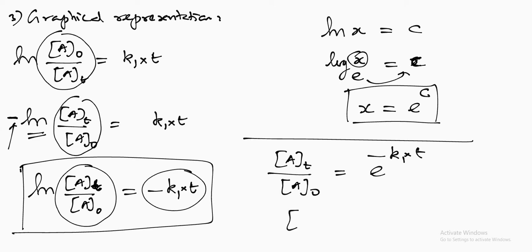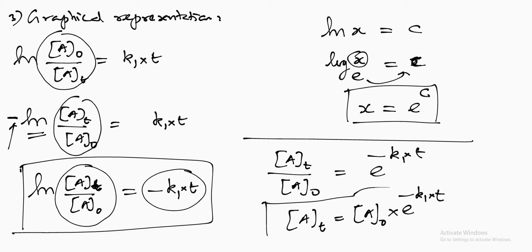Then what is At? At is equal to, I'll bring this A naught to the right hand side, A naught into e power minus K1 into t. Very, very, very important expression for first order. What is At? At is the concentration of the reactant at a different time t, or concentration of the reactant at a time t. What is A naught? A naught is the concentration of the reactant at the beginning of the reaction, that is at time 0. And what is K1? K1 is the rate constant for first order reaction.